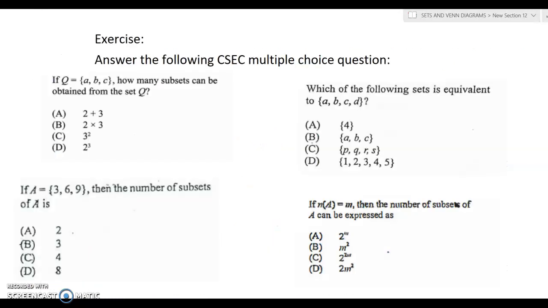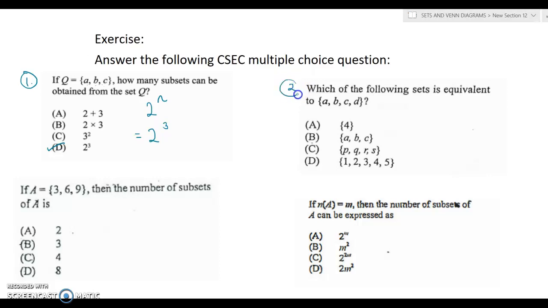Now we have 4 CSEC multiple choice past paper questions, straight from past papers. We'll look at each one. So let's look at number 1. If set Q is equal to A, B, C, how many subsets can be obtained? So how many members are in set Q? We have 3 members. And what is the formula we just learned to find the number of subsets in a set? It's 2 to the power n, where n is equal to the number of members or elements in the set. We have 1, 2, 3 members, so it's really 2 to the power 3. Here, the answer is D. They didn't work it out, so it's just 2 to the power 3, right?